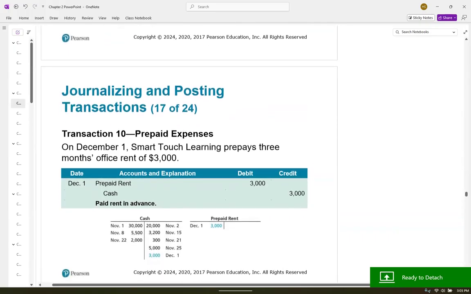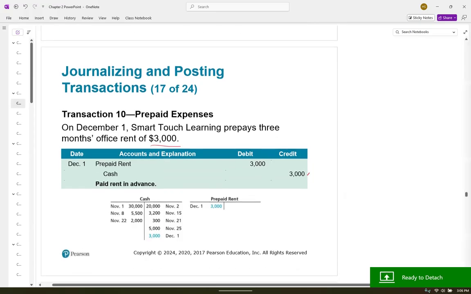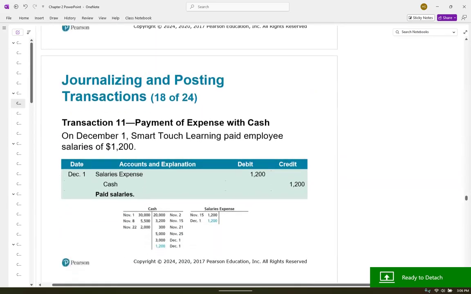All right. December 1st, Smart Touch Learning prepays 3 months of office rent for $3,000. Cash left the building. We know we credited cash. We are debiting an asset called prepaid rent. Okay. In the next chapter, we're going to do adjusting entries. We will learn how to adjust these accounts down to match what they are actually worth. Okay. But again, this was one asset for another asset. So they might ask you, did total assets change? It did not.